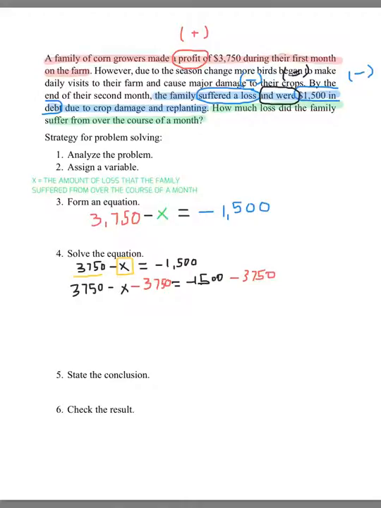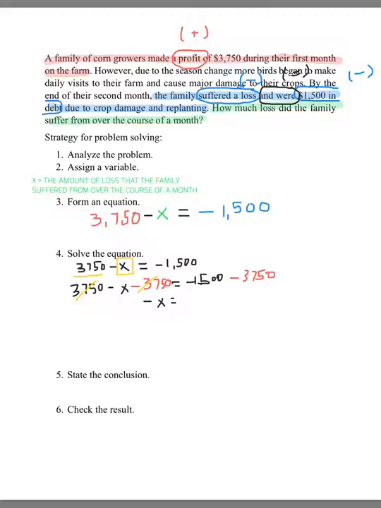So now the negative 3,750 on the left and the positive 3,750 on the left as well are going to cancel each other out, and we're going to be left with simply negative x.